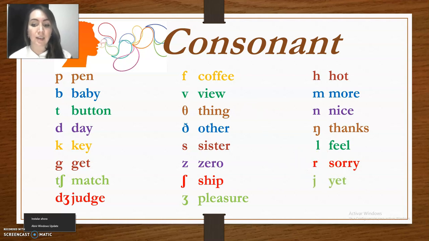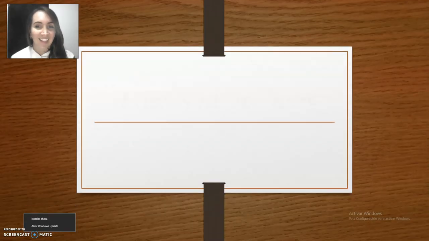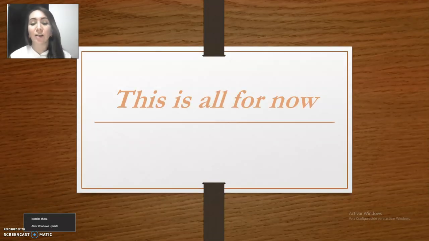Next is d. For example, jet. Next is w. For example, one. Okay, this is all for now.